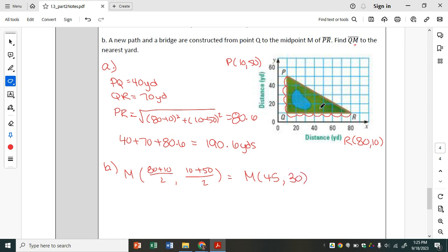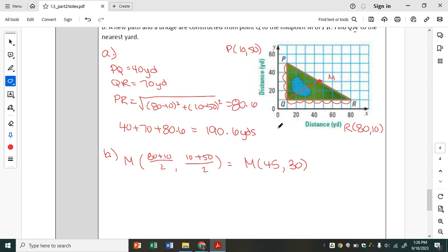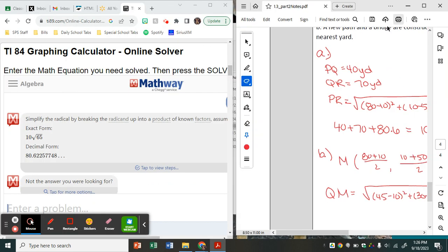So at (45, 30), we have point M, and it's saying a new path and a bridge are constructed from point Q to point M. So we want to find this length now. So Q is at (10, 10). We're going to find the distance of QM. We're taking the square root, and we can do 45 minus 10 squared plus 30 minus 10 squared, and get that distance here.